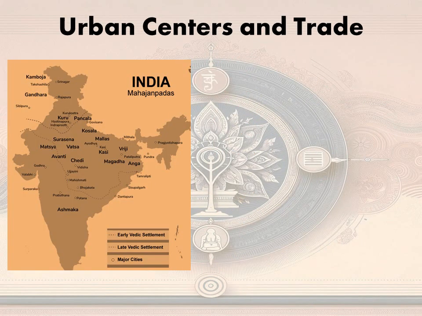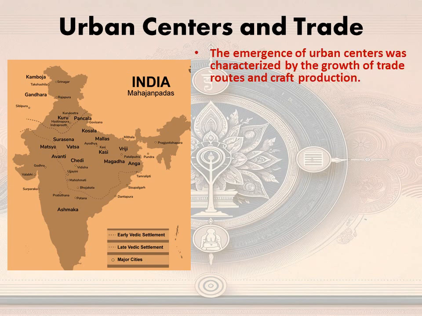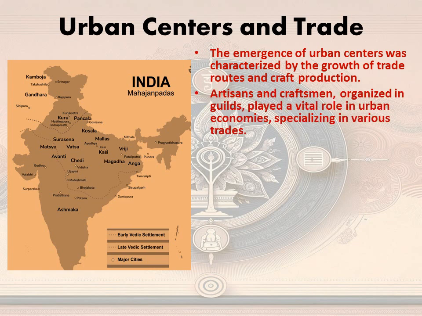Urban centers and trade. Now, not only agriculture was the main feature of the second urbanization period, but trading was also very much prevalent. The emergence of urban centers was characterized by the growth of trade routes and craft production. So, specialized craft production came into being during this period, and since there was proper amount of craft production, people needed to trade, and that led to the growth of different kinds of trade routes in between the mahajanapadas.